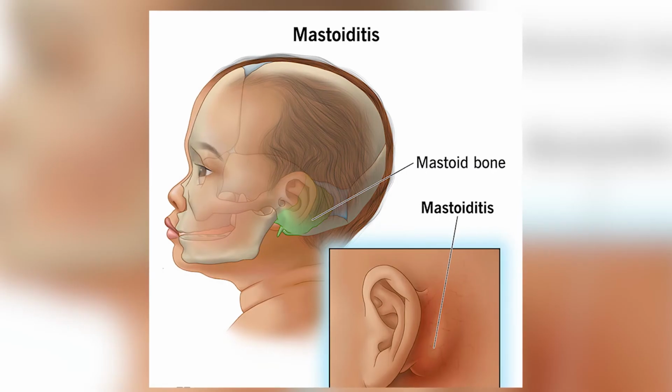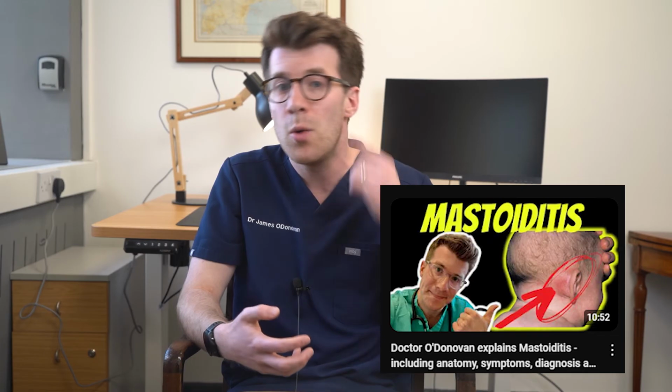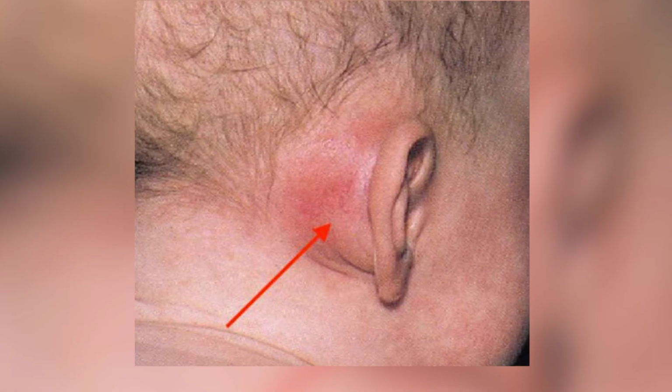Finally, there is a condition called mastoiditis. Now, this is a rare but serious infection of the bone that's behind the ear, and it requires immediate treatment. Now, I've made a separate video on this channel, but essentially the mastoid bone, which is the bony prominence which you can feel behind the ear, becomes inflamed and infected. When you press on it, it might feel boggy or be very tender and very hot and red.